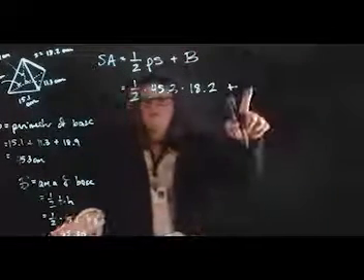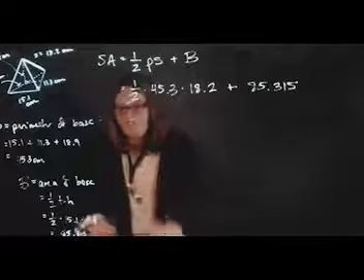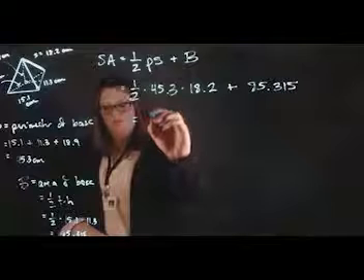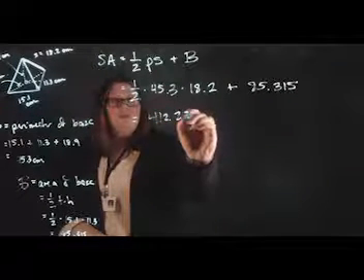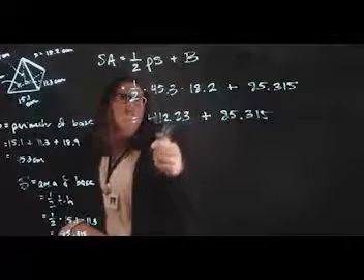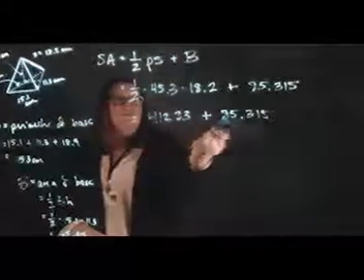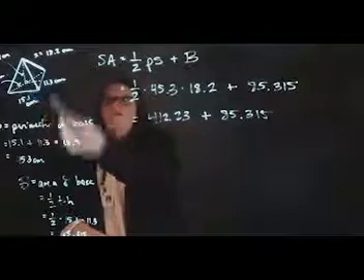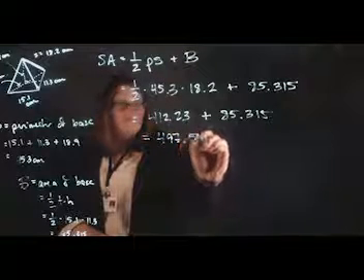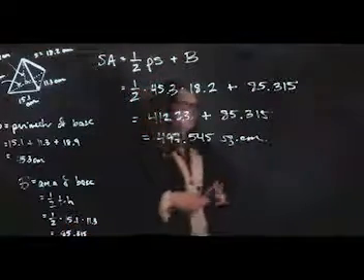So we want to replace this capital B here with 85.315. So half of 45.3 times 18.2 comes out to be 412.23 plus the area of our base. So this area here represents the three triangle faces that all meet at this peak, where this 85.315 is the area of our base. If I add those up, I get 497.545. Remember, surface area is always in square units, so in this case, square centimeters.